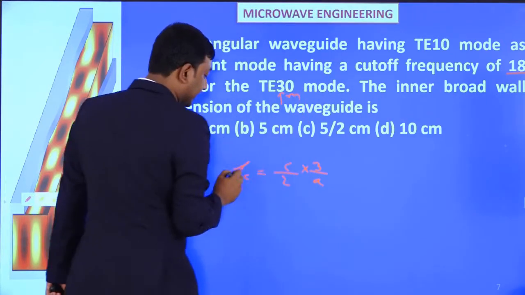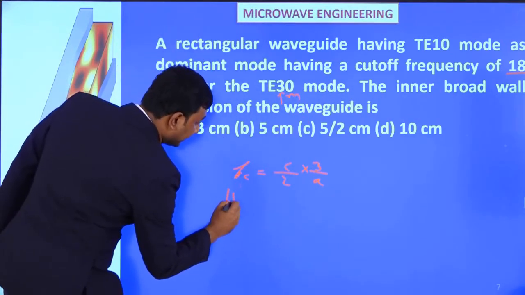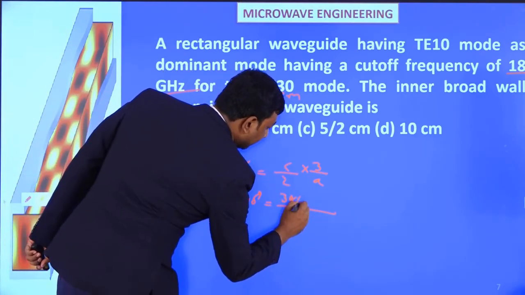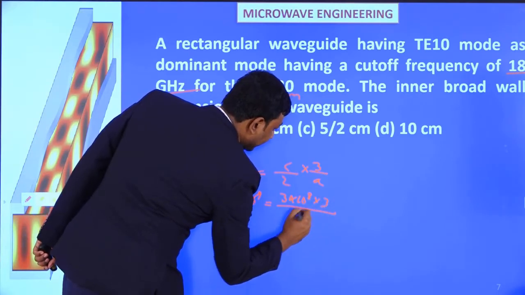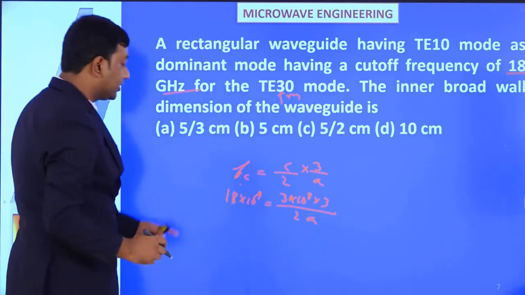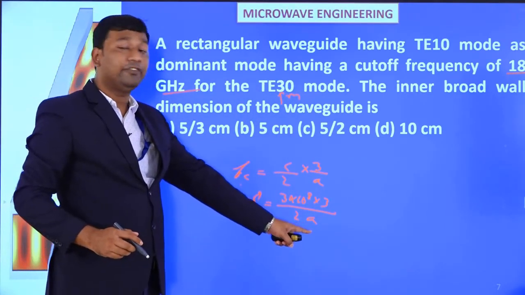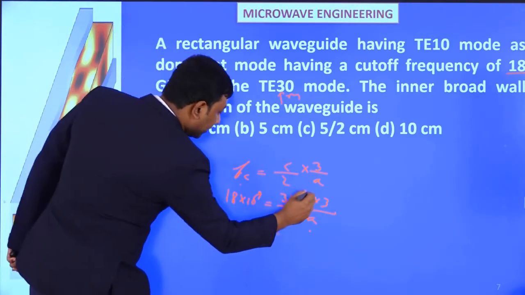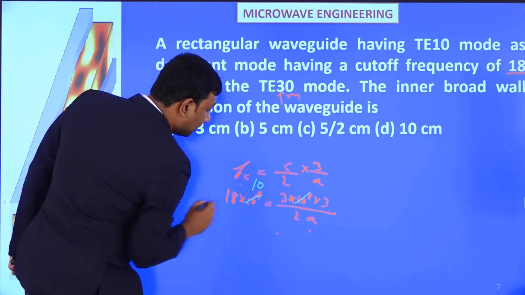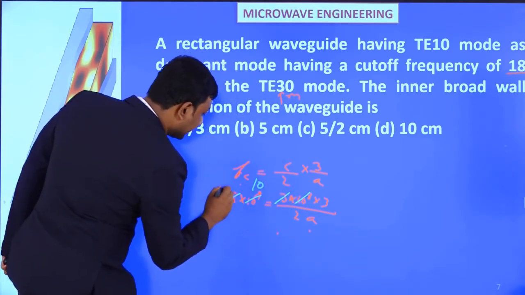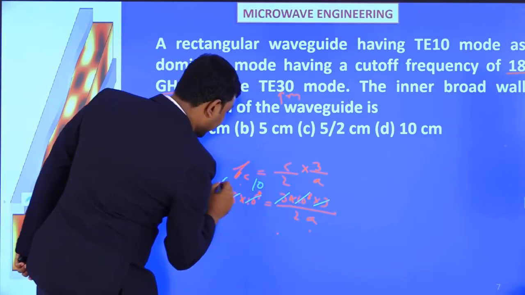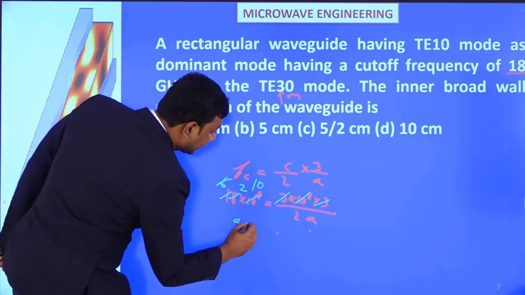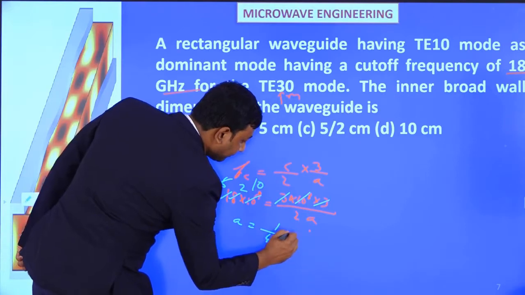So that's why we wrote that FC will be 18 into 10 to the power 9, equal to 3 into 10 to the power 8 into 3 divided by 2A. So from this equation we can find out the value of A. 10 to the power 8, 10 to the power, so there 10 will be remaining, 3, 6 times 3, again 2. So we will get A equal to 1 by 40 meter.